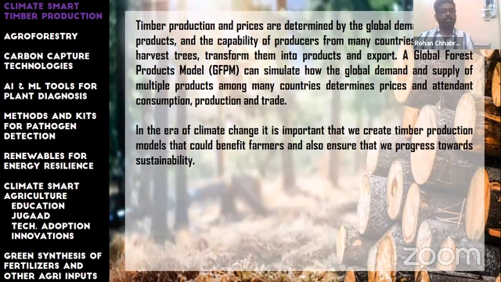Then climate smart timber production. Timber production and prices are determined by the global demand for forest products and the capability of producers from many different countries to grow and harvest trees, transform them into products and export. A global forest products model can simulate how the global demand and supply of multiple products among many countries determines prices and attendant consumption, production, and trade. In the era of climate change, it is important that we create timber production models that could benefit farmers and also ensure that we progress towards sustainability.